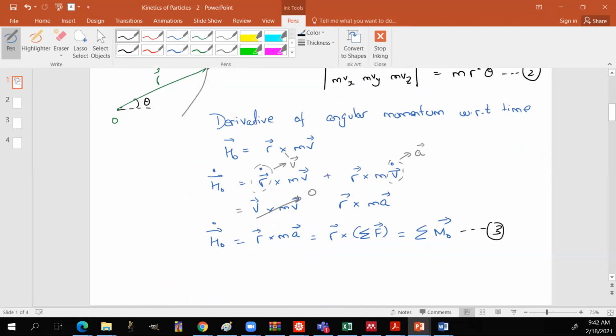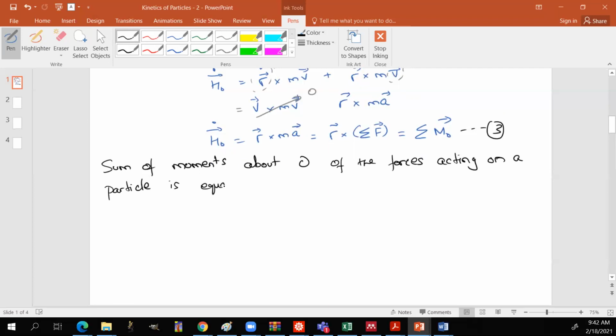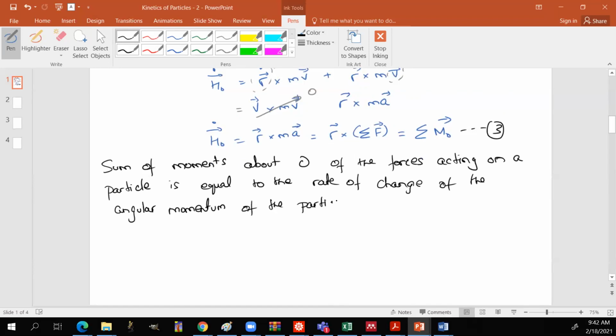All right. So let's write that sentence out as a statement. Sum of moments about O of the forces acting on the body is equal to the rate of change of the angular momentum of the particle about O.